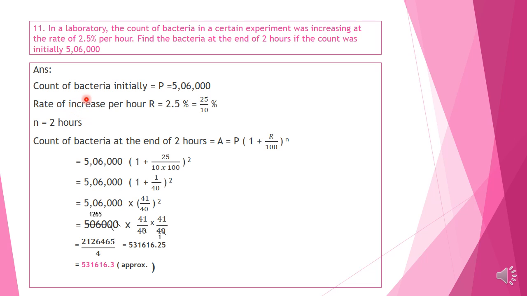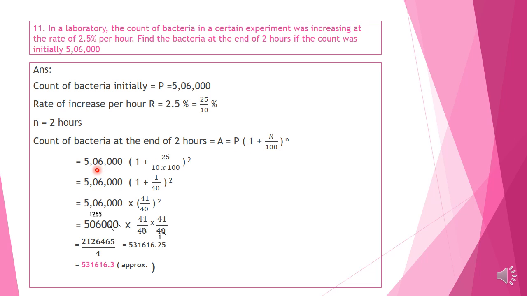Count of bacteria initially we take as P. It is 5,06,000. Rate of increase per hour is R is equal to 2.5%, and here we have 1 decimal place, so we convert into fraction, 25 by 10%. N is equal to 2 hours. Therefore, count of bacteria at the end of 2 hours, A is equal to P into (1 plus R by 100) raised to N. Let us substitute the values.